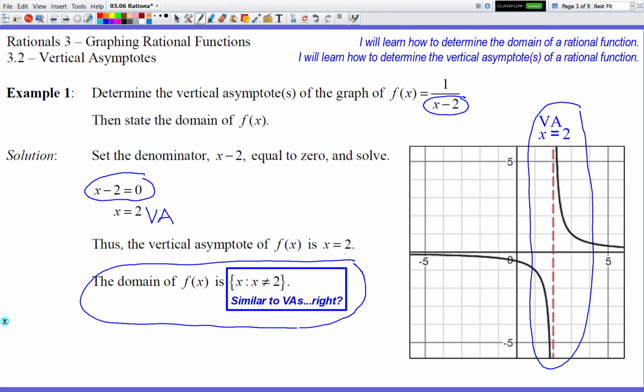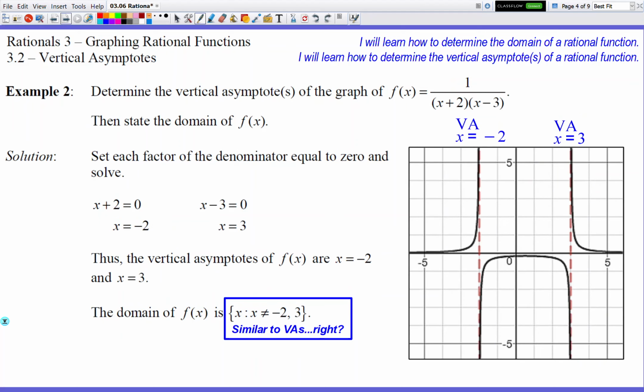Okay, so once we find our VA, we basically find our domain as well. All right, let's look at our next example. This time we have 2 things on the bottom of the fraction. So what does this mean? Well, we're going to have 2 VAs, because there's going to be 2 separate values of x that cause zeros to occur on the bottom of the fraction.